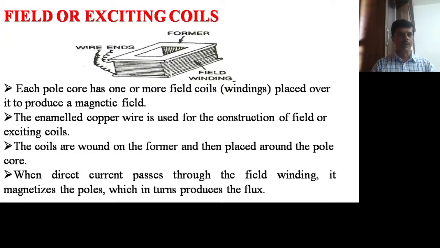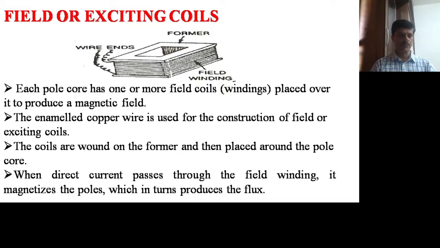Next is the field winding. This figure shows how the field winding is constructed. Various laminations are stamped one over the other according to the required shape. If you require a rectangular shape, E shape and L shape laminations are used. If you want the construction in a circular shape, the laminations are used accordingly. Each pole core has one or more field windings.